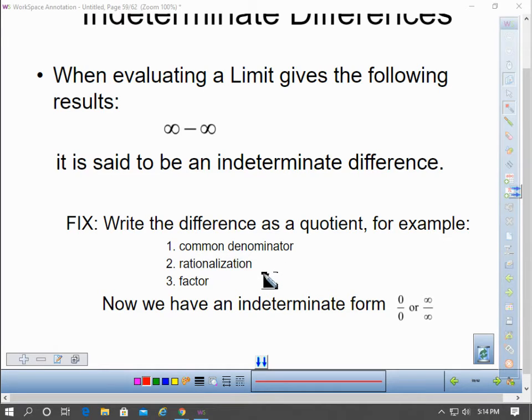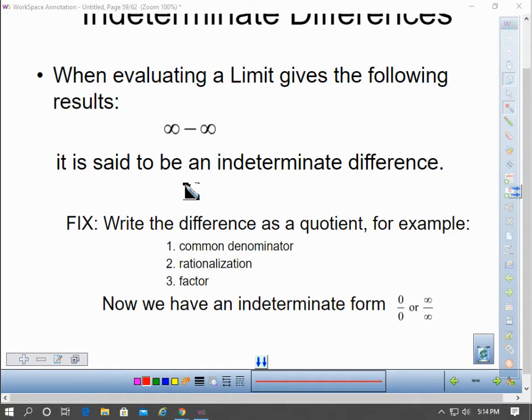So the way we fix it, there are 3 different things you can do. You can write the difference as a quotient, okay? And there are different ways to do that. You can find a common denominator. Whatever is making this infinity minus infinity, these are probably going to be fractions, so you could put them together with a common denominator.